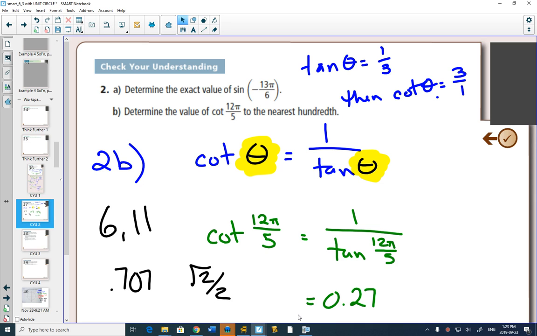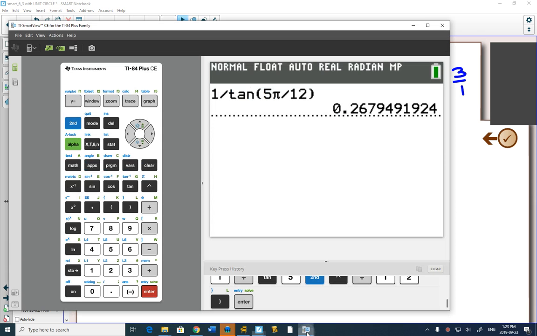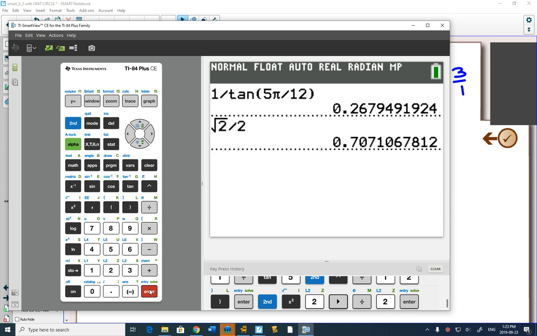If the answer in the back of the book looks like this, you can go to your calculator and just do a quick check. What is the square root of 2 divided by 2? Oh, it is 0.707. So I got it right, despite the fact that my answer looked different.